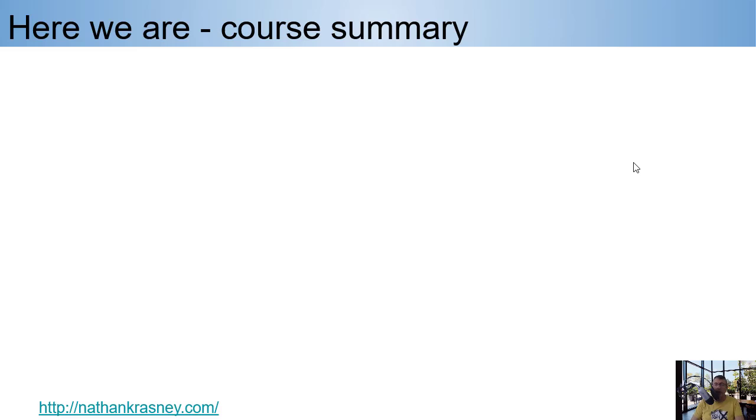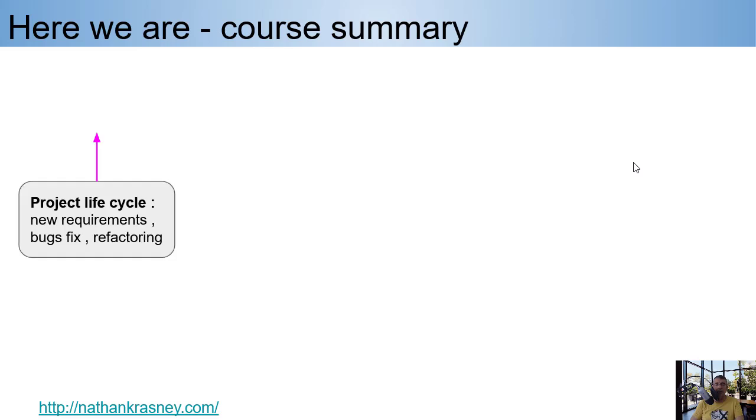Okay, so it's about time to summarize what you got from this course and what is the flow that we have in this course. Everything starts with a new requirement. You have a project, you have a module, and you have a new requirement. You have a bug fix, or you have legacy code and you want to improve it. So this is where everything started. This is part of the project lifecycle.